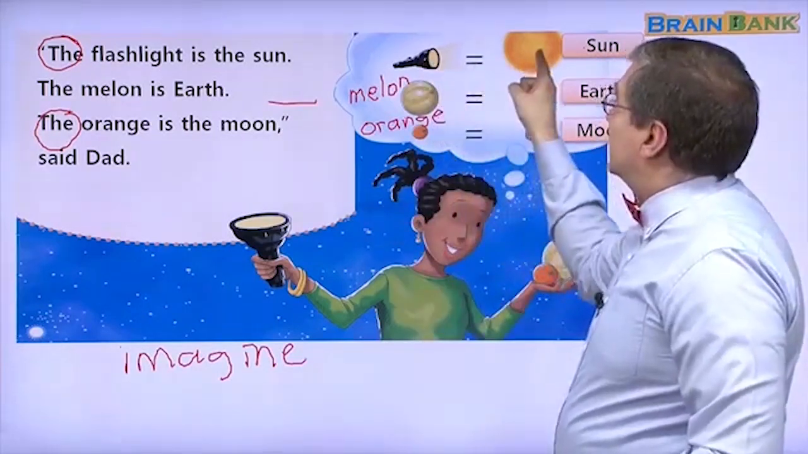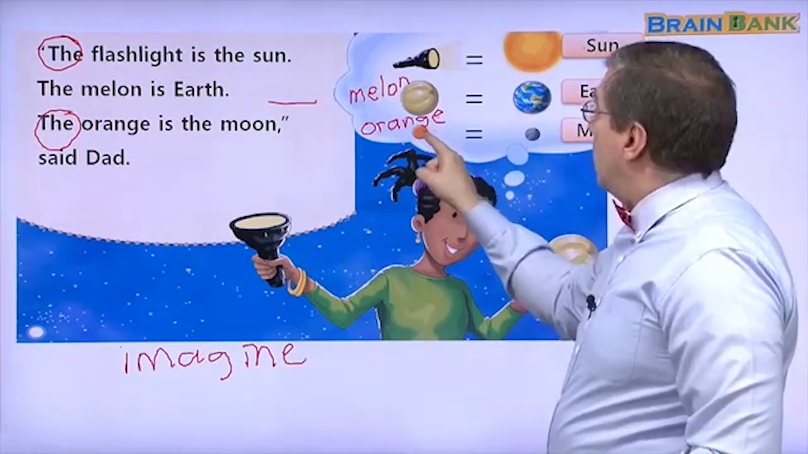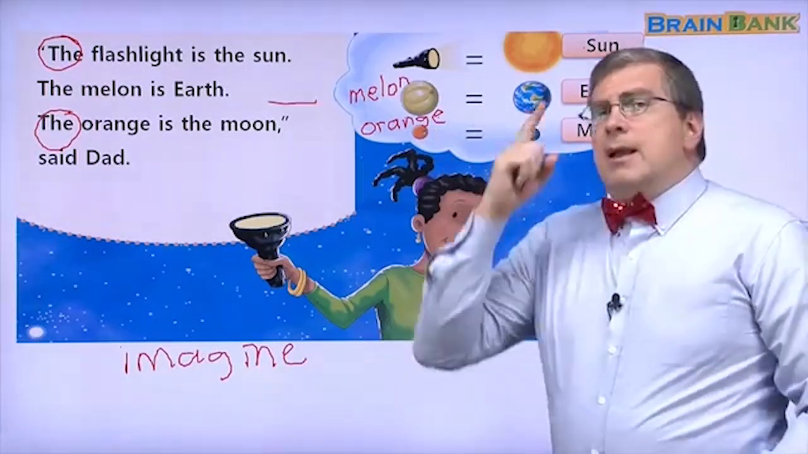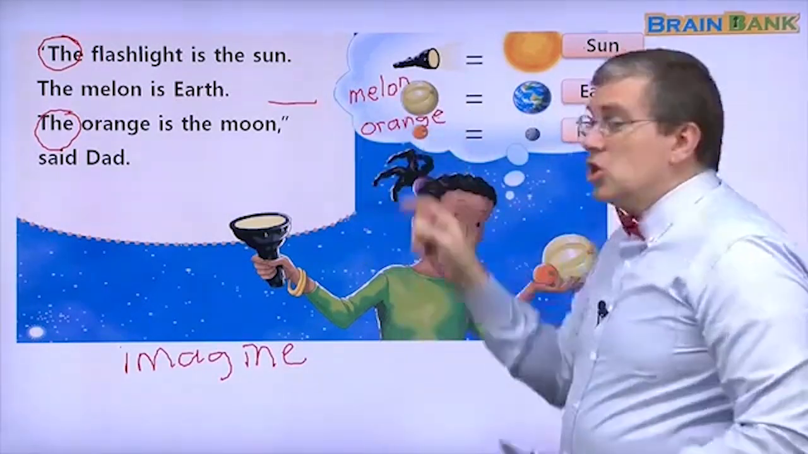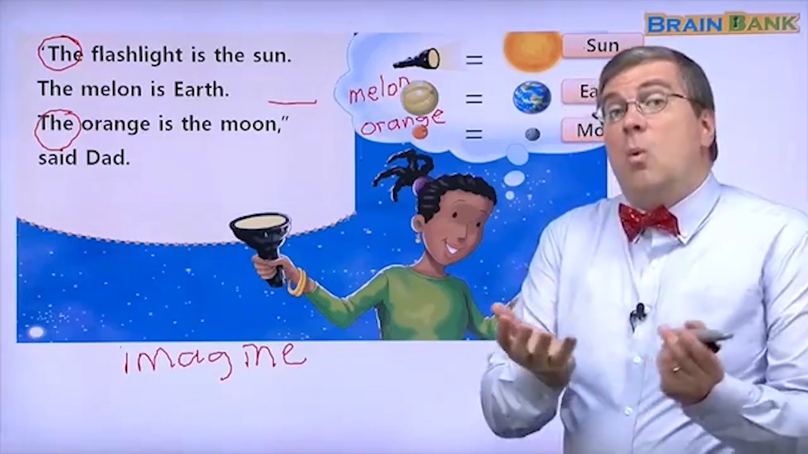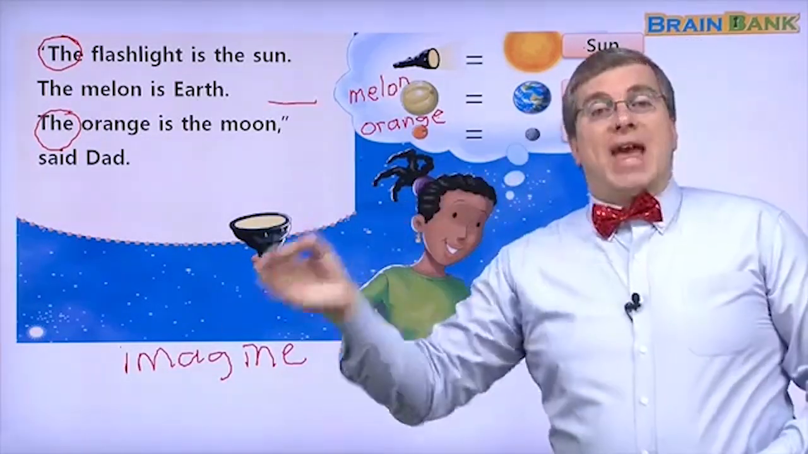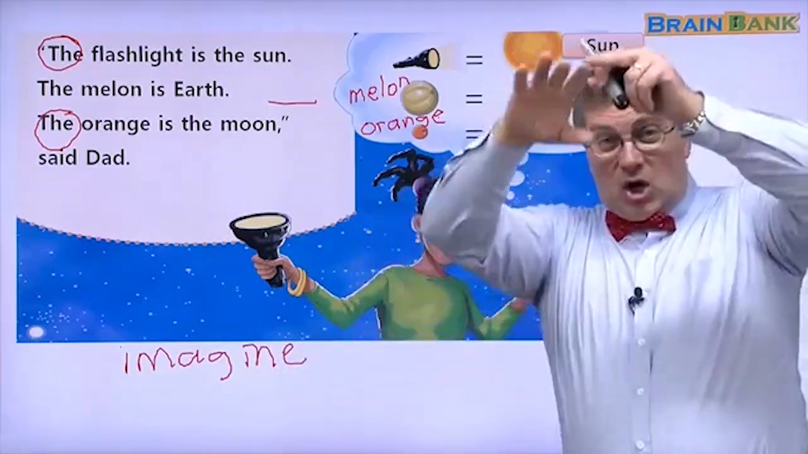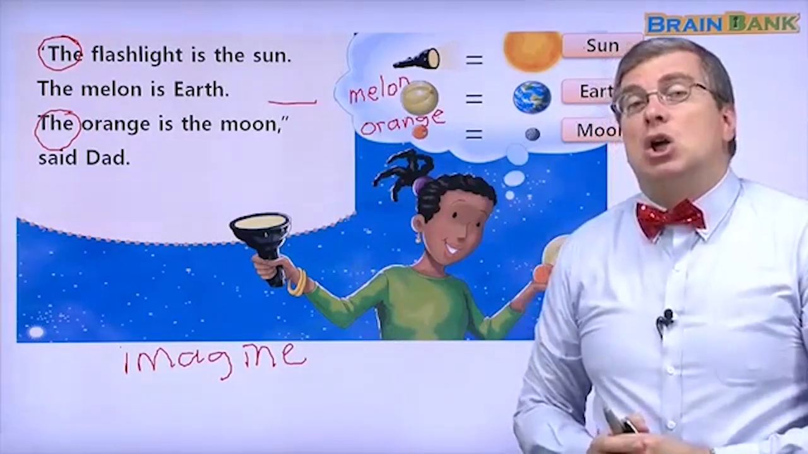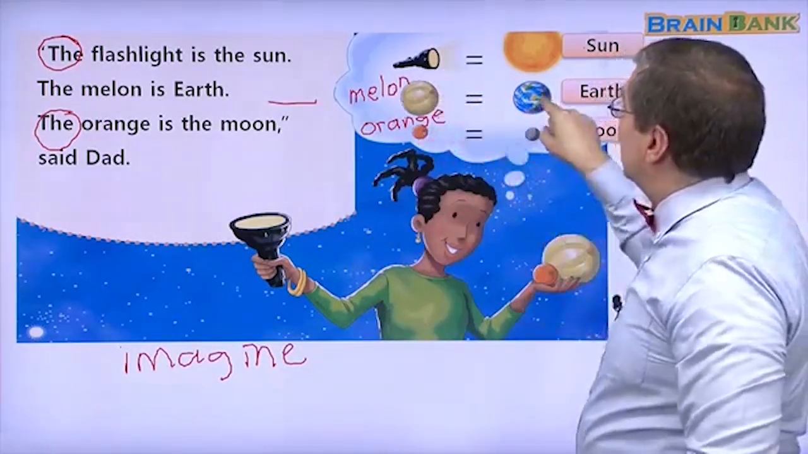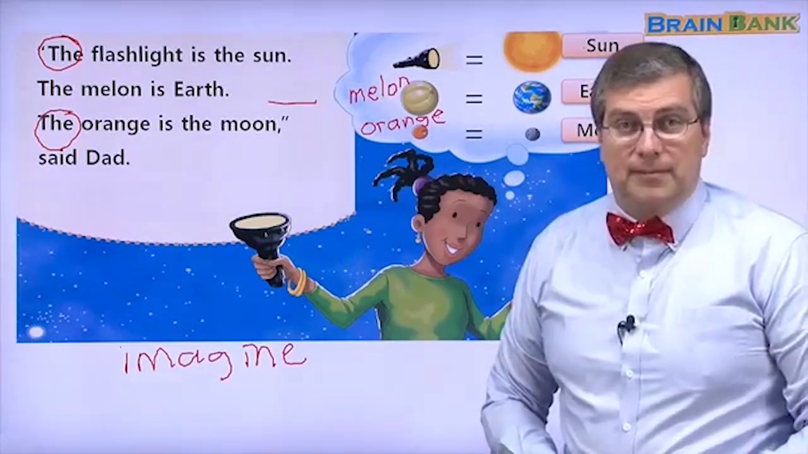The flashlight is the sun, the melon is the earth, and the orange is the moon. Think about that. The melon is big. The orange is small. Why? Because the earth is bigger than the moon. The earth is big. The moon is smaller. So the melon is the earth, and the orange is the moon.